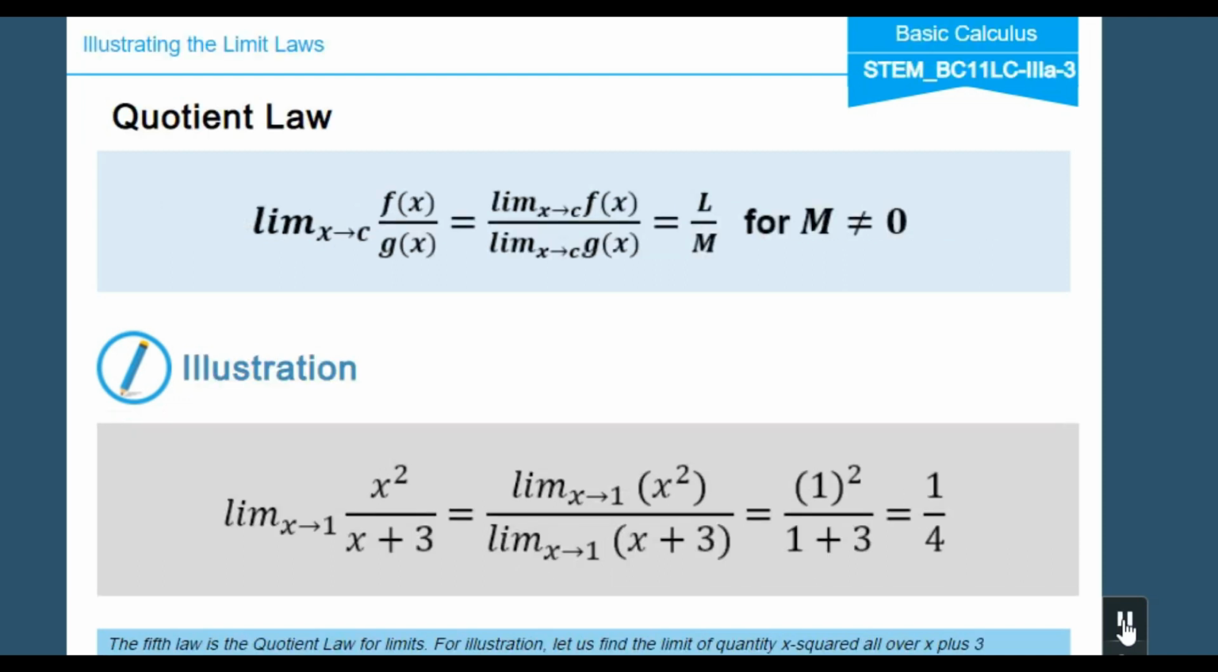The fifth law is the quotient law for limits. For illustration, let us find the limit of quantity x squared all over x plus 3 as x approaches 1. The resulting limit is 1/4.